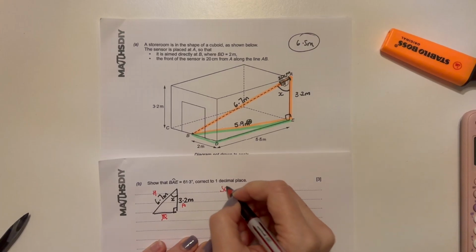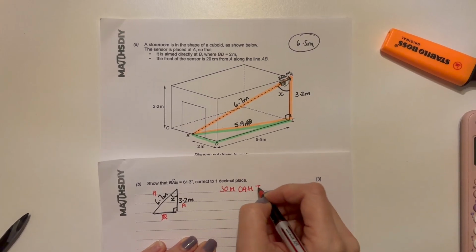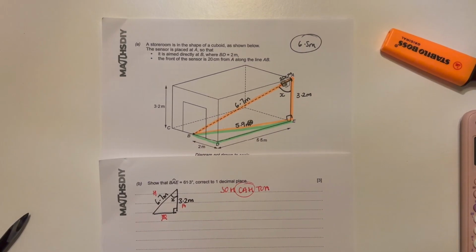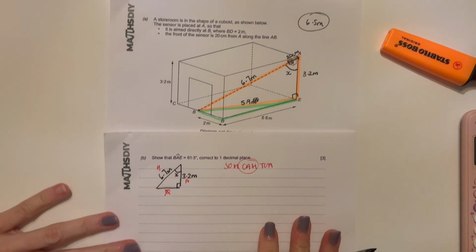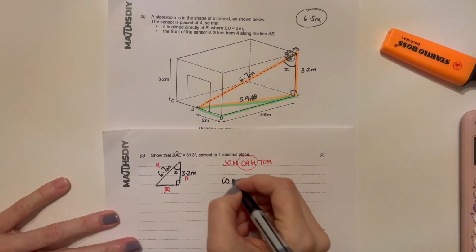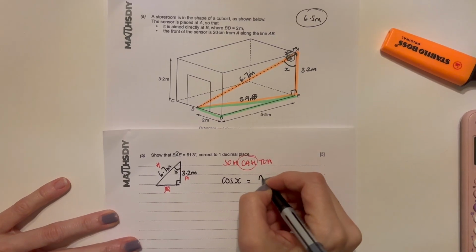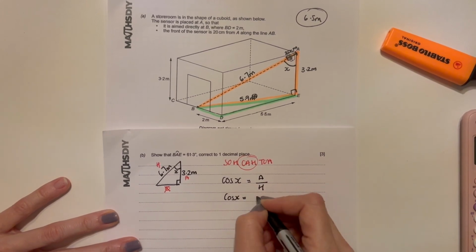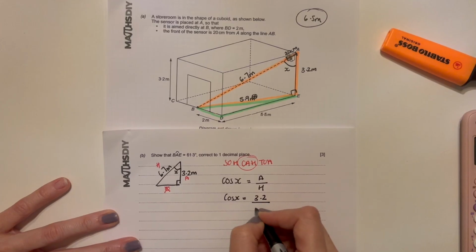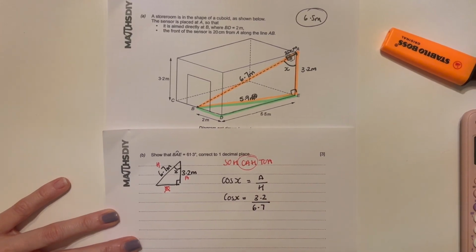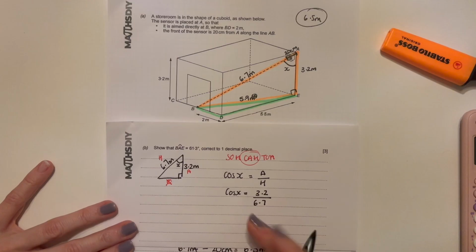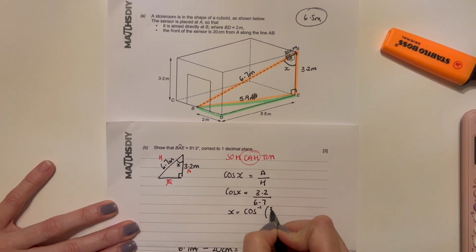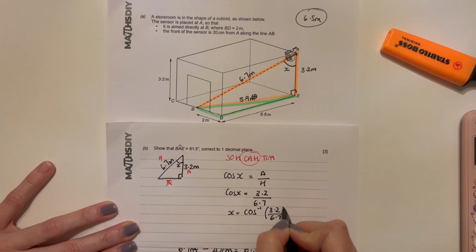So when I'm looking at SOHCAHTOA, I'm working with A and H, so it's going to be CAH. So we're looking at CAH. So cos X equals A over H. Cos X, I know my A is 3.2, my H is 6.7. Remember, to work out a missing angle, you do the inverse of cos. So it's cos to the minus 1 of 3.2 over 6.7.